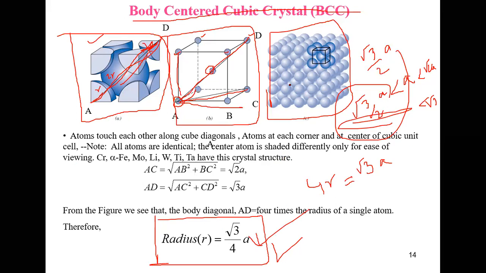Now, materials like chromium, you should remember that. I might ask you what is the crystalline nature of chromium. The answer will be body centered cubic. Chromium, and then alpha iron, molybdenum, lithium, tungsten, titanium, tantalum have this sort of structure. So in the exam, I might ask you what is the crystalline nature of tantalum. The answer will be: the crystalline nature of tantalum is body centered cubic. If I ask you to draw a typical unit cell, you will draw this unit cell. And then if I ask you to find the expression for the atomic radius, you will derive this relationship. So that's the answer.